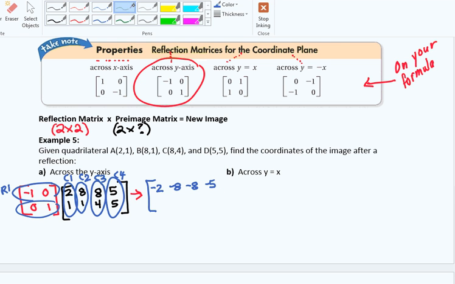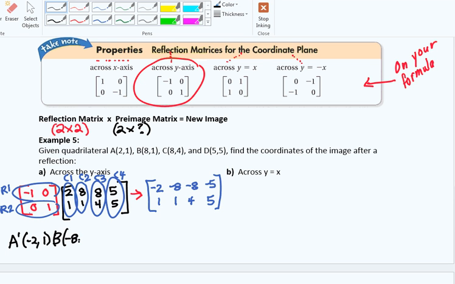Okay. I'm going to go ahead and do row 2 times column 1. Row 2 times column 1 would be 0 times 2, that's 0, plus 1 times 1, 1. Row 2 times column 2, 0 times 8 is 0, plus 1 times 1 is 1. Row 2, 0 times 8 is 0, plus 1 times 4 is 4. 0 times 5 is 0, plus 1 times 5 is 5. If you notice what happened when we reflected across the y-axis, all the x-coordinates flipped signs and the y-coordinates stayed the same. So my new points, A is now negative 2, 1.